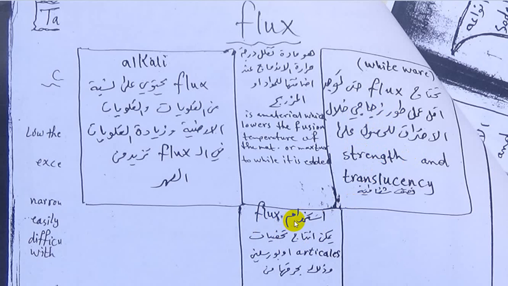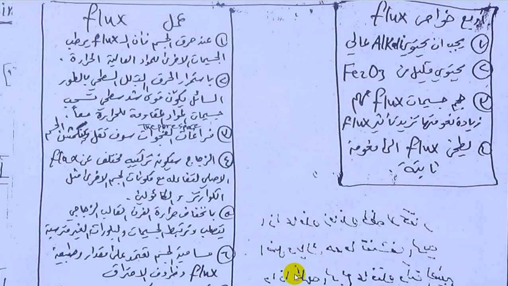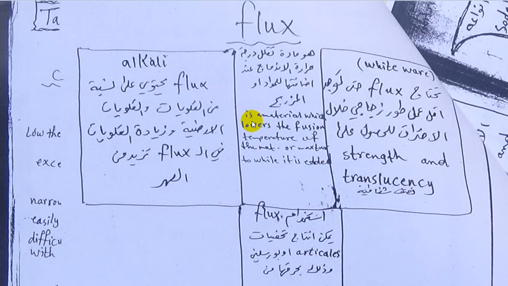Using flux, articles can be produced, whether earthenware or porcelain, by calcinating them, as you can see in front of you. These are the characteristics associated with the flux, or the melting agents, the types of materials that assist melting, which are mainly called flux.